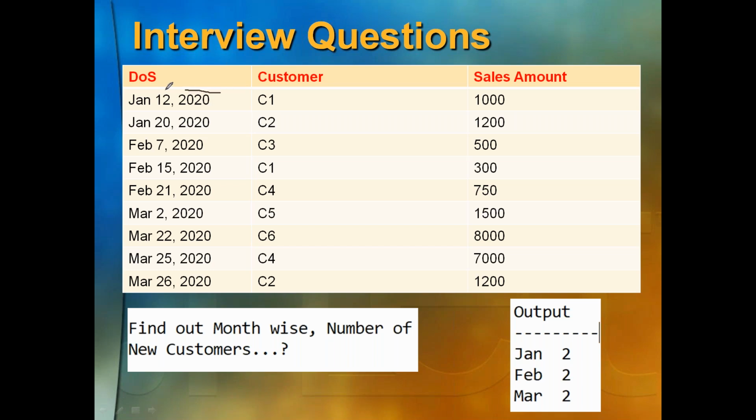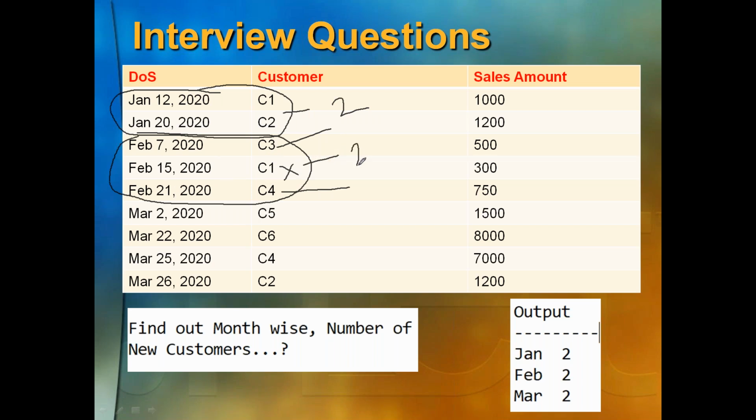In the January month, there are two people, C1 and C2. In February, we have C3 and C4, but C4 is not a new customer because he already came in before. So in January we have two new customers. In February we have three, but this guy is the old customer, so the number of new customers is only two.